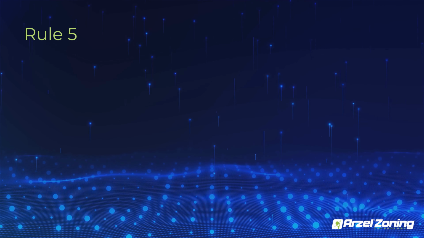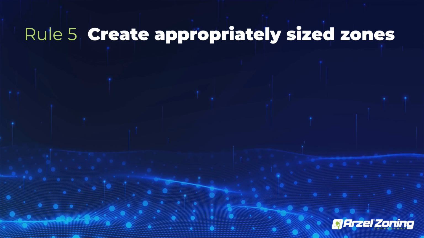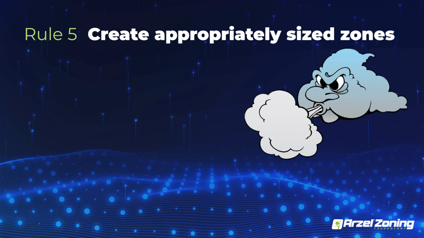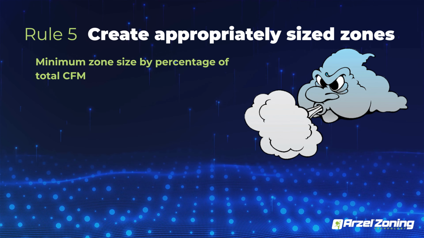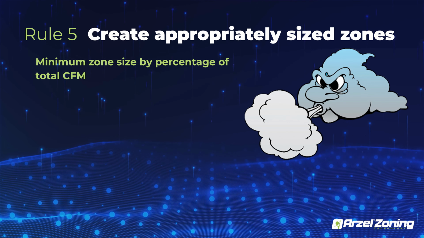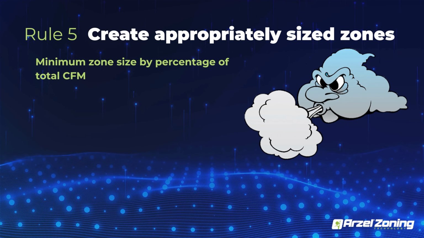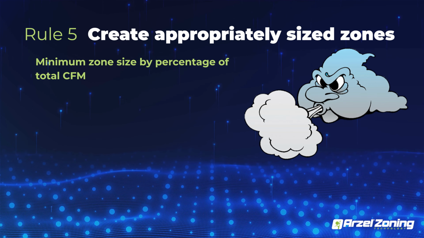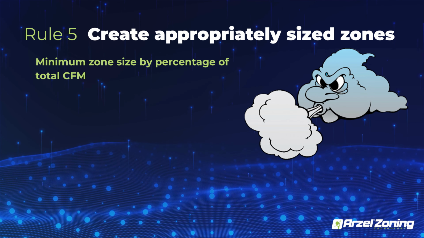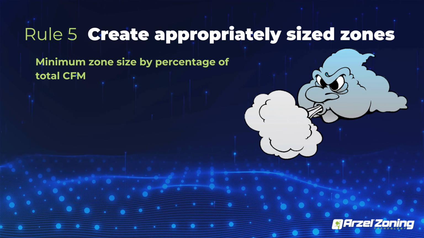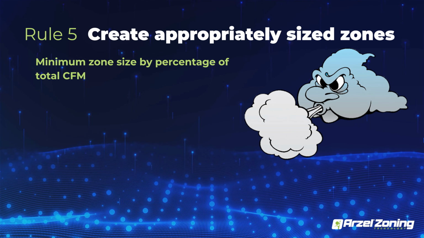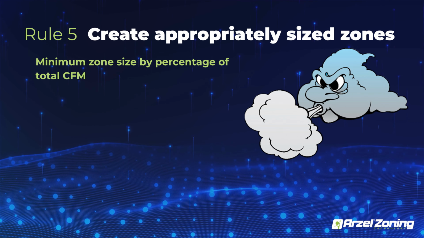Now your fifth rule, create appropriately sized zones. This gets into don't microzone, don't try to put a thermostat in every single room. What we're talking about here is minimum zone size as a percentage of the total CFM. So, if you have a 5-ton system, how many CFM do you have? 2,000, right? If you have a 2-ton system, you have 800, all right? So the more you cut a pie up into pieces, the smaller and smaller those slices get. The more zones you try to put on an HVAC system, the smaller and smaller your zones get.